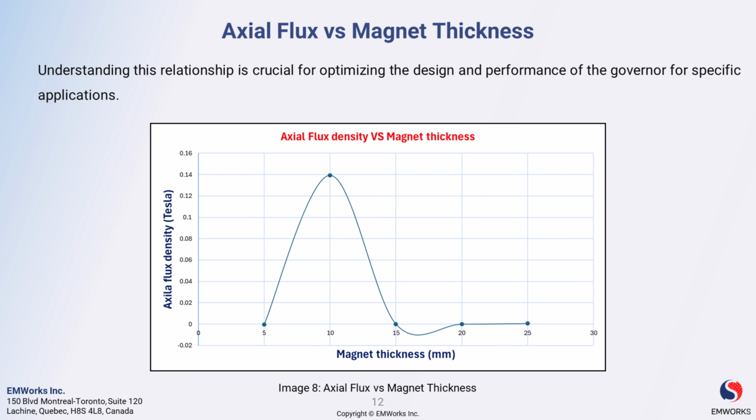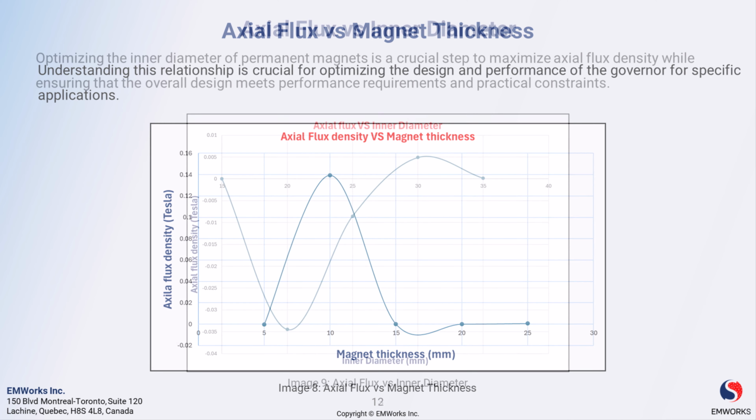Thicker magnets may provide higher flux densities, but can also increase the overall size and weight of the governor, which may not be desirable in certain applications. On the other hand, excessively thin magnets may not generate sufficient flux density for efficient operation.